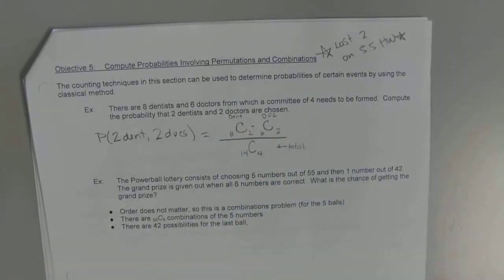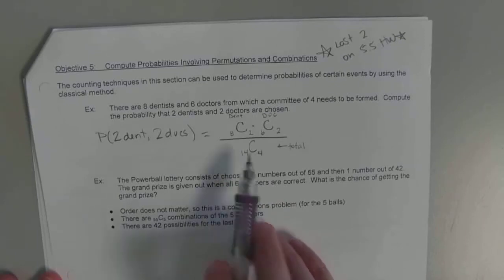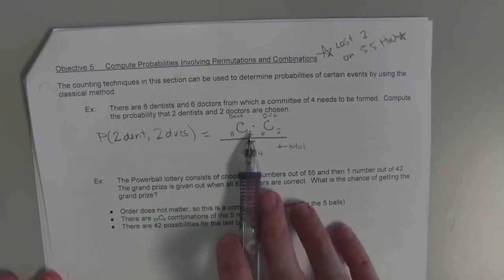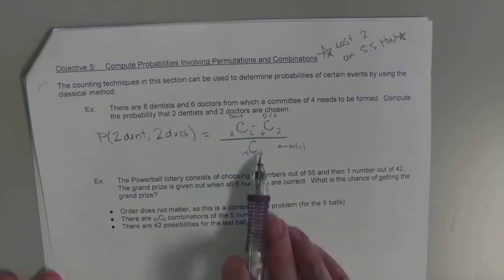2. What I want you guys to notice is that the 2 left numbers on top should always add up to the left number on the bottom, right? You had 8 dentists and 6 doctors, so you had 14 total. And then the 2 right numbers, you wanted to pick 2 dentists and 2 doctors, so you're picking 4 total. So these 2 numbers should always add up, okay?